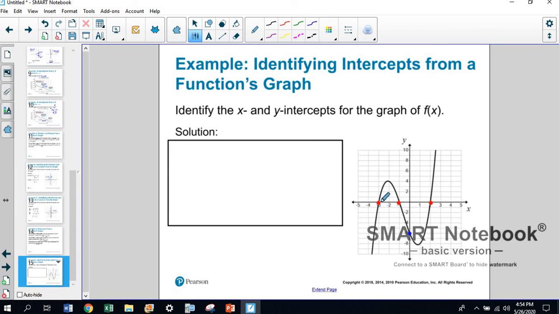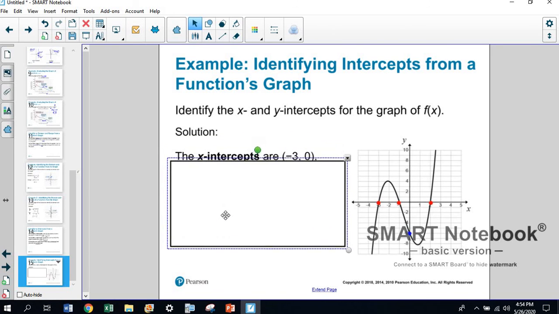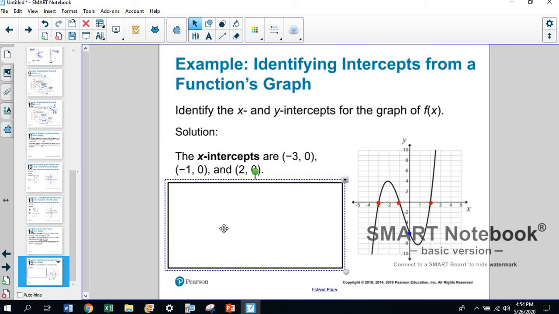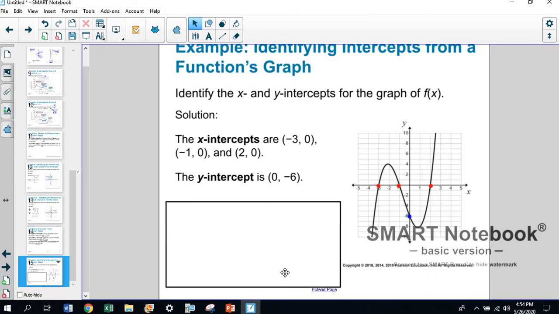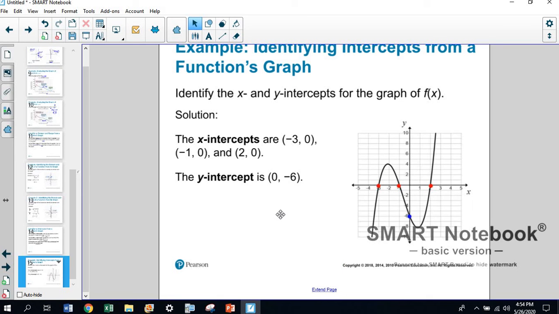So for the intercepts, where do I cross the x-axis? All right, looks like I cross it 3 times: at -3, at -1, and at +2. Those are your x-intercepts. Where do I cross the y-axis, down here at the blue dot? That's a -6. Easy to see. And again, a skill you should have.